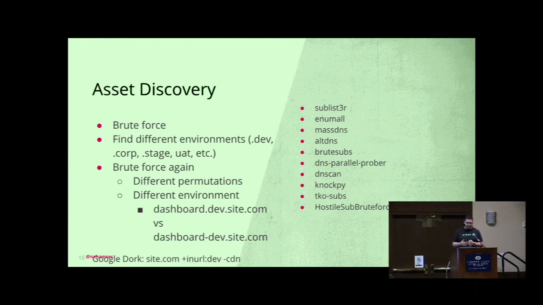So what do you do? You brute force for subdomains. You can use all these great tools that are on the right. They're all pretty much the same thing, in different ways. You just give it a word list, and those are all the subdomains that are available in that company. And then once you find those, you start brute forcing again for different permutations or different environments. An example of what different permutations and environments means is that sometimes it's dashboard.dev.site.com versus dashboard.site.com, and you can find all those applications if you're going after the different environments and applications.